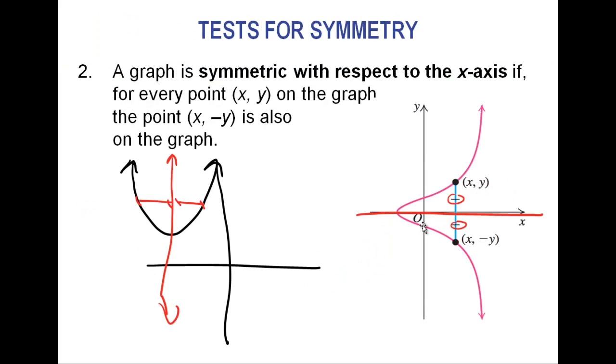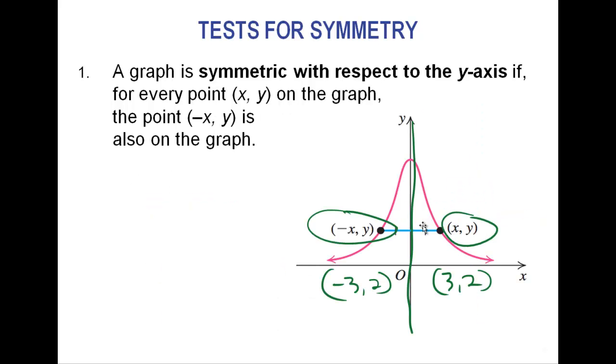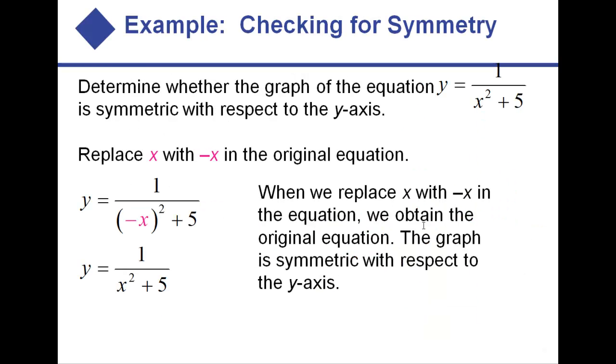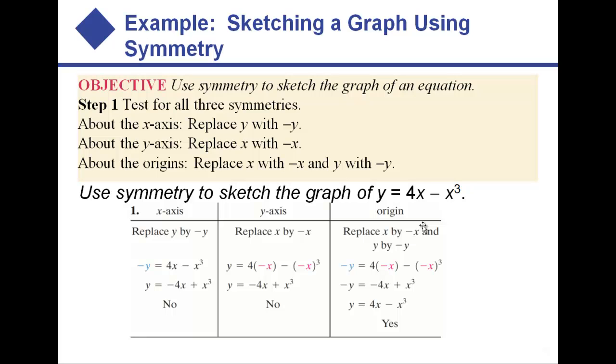If I plug in a different x, nope, that's got different y's. How about this one? Different x's, same y? There it is. So that one's symmetrical with respect to the x-axis. Okay? Here's how you can work it out. You can replace each one to check it.